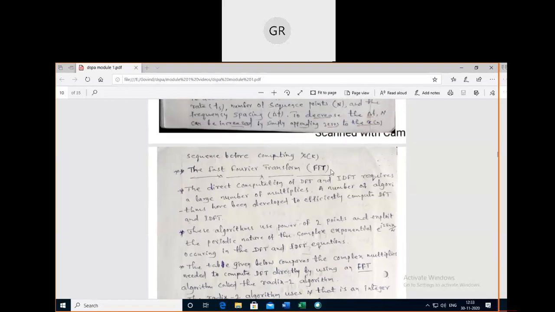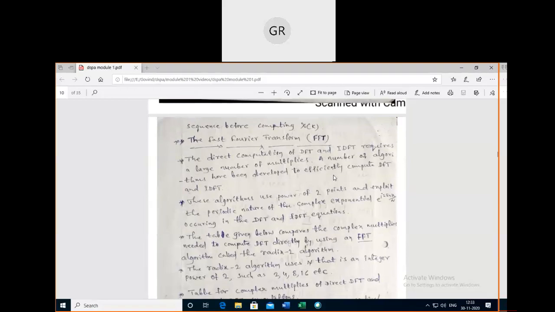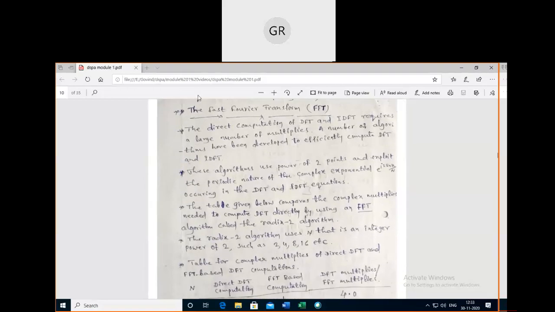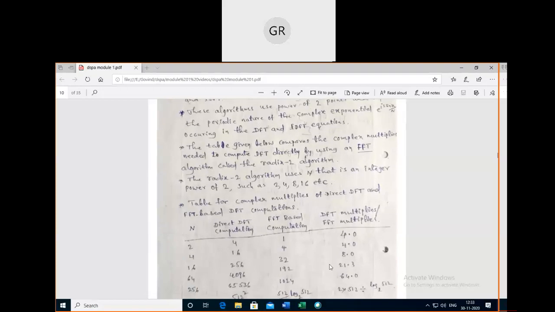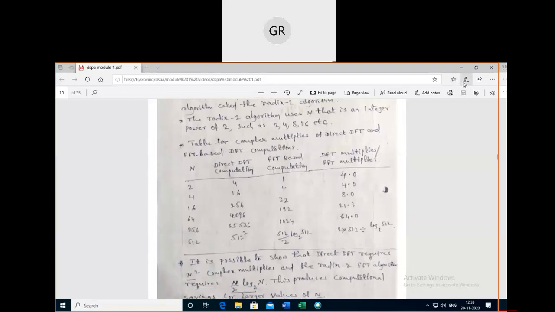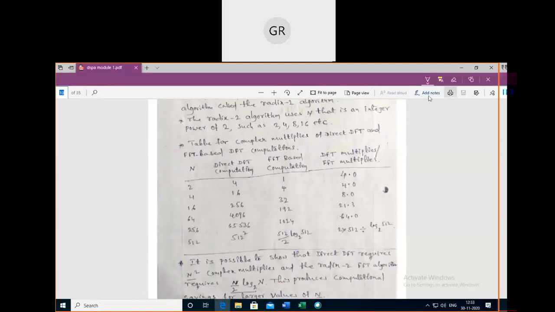The fast Fourier transform. Okay, what are the different types of the fast Fourier transform? What is the use of this one? Okay, and this table is very important. Please go through this table.